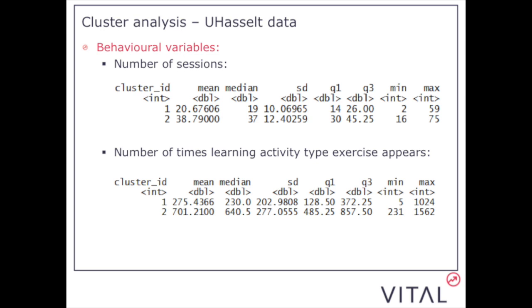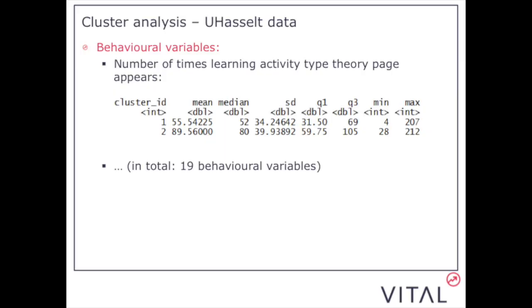The same difference, even a bigger difference, for the number of time on the learning activity exercise. So the number of exercises they did was a lot higher than for the less active group, the cluster 2. And the same thing appeared for the theory pages, which is another activity type in the Hasselt University course of French.